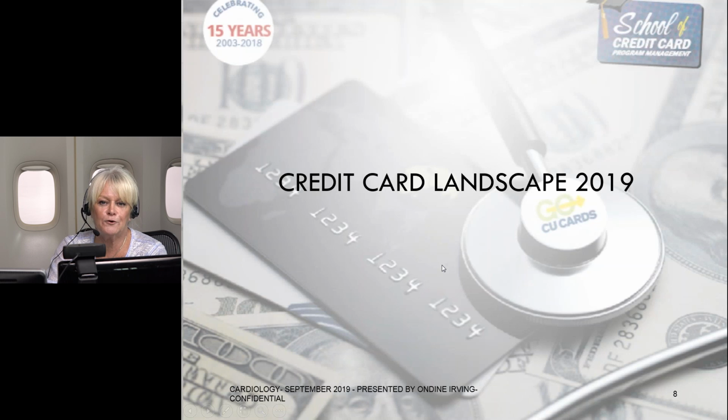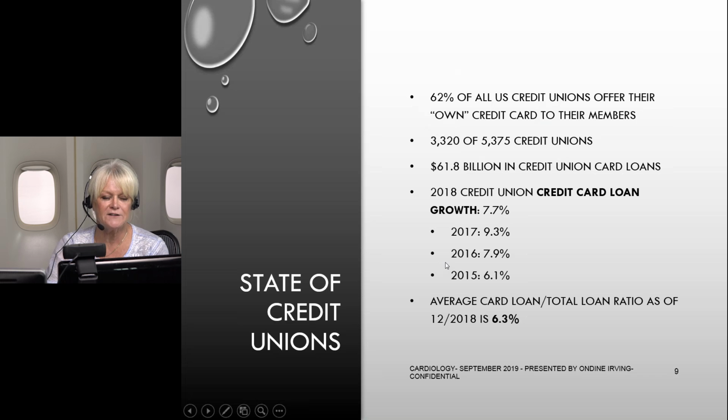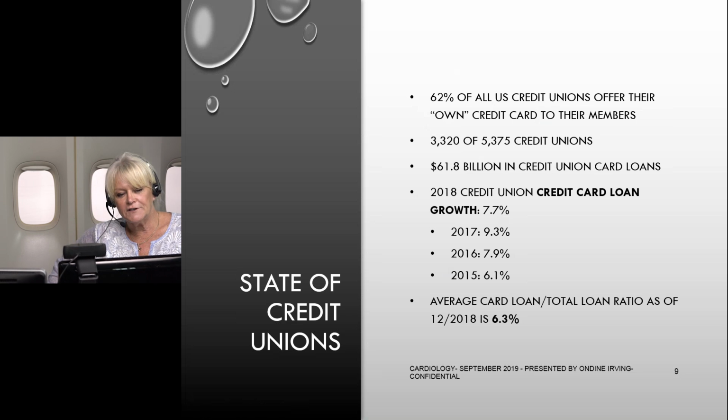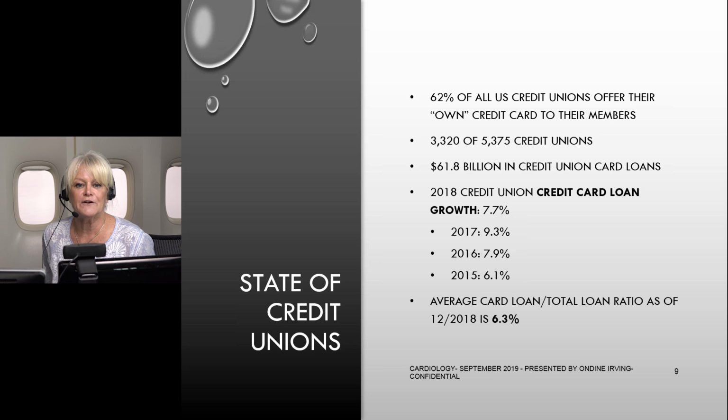I want to talk about the credit card landscape going into 2019. Now, 62% of all credit unions in the United States offer their own programs to their members. This does not include some of the other credit unions that have sold their programs to banks, like Envision, Ent Credit Union. These are credit unions that own the loan. So kudos to you.